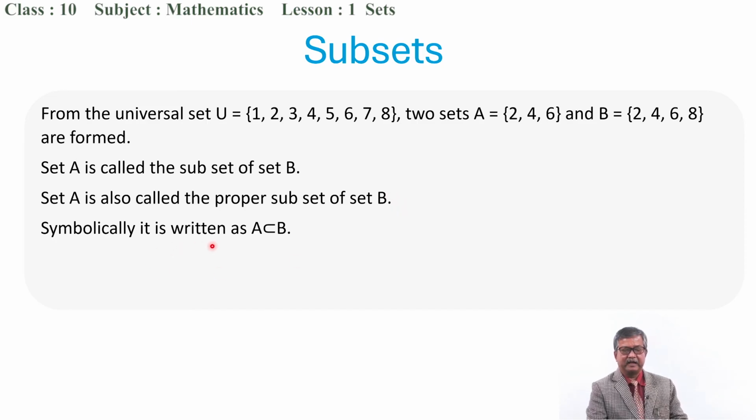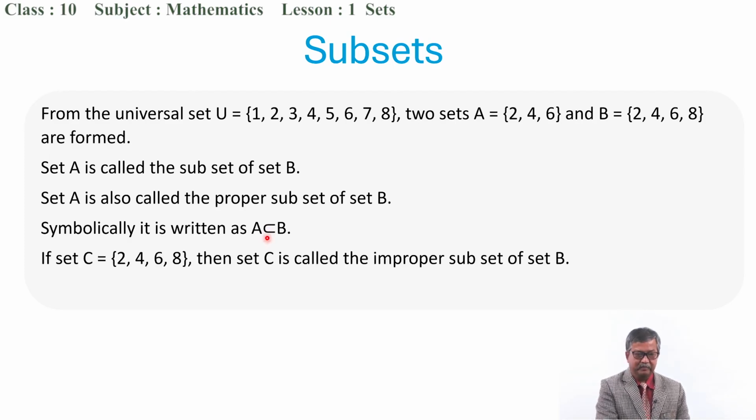Symbolically, it is written as A subset B. This is the symbol of subset, or we can say proper subset. Now, if set C is also formed from here, that is 2, 4, 6, 8, then what do you say? The elements of set C and elements of set B, are they the same or not? Every element is the same. So these two sets are what? Equal sets. Then set C is called the improper subset of set B.